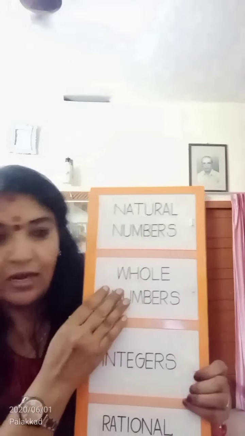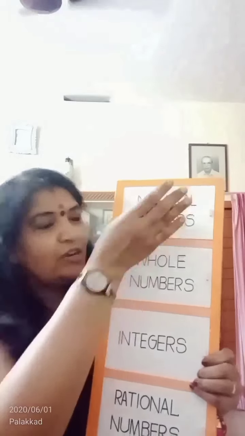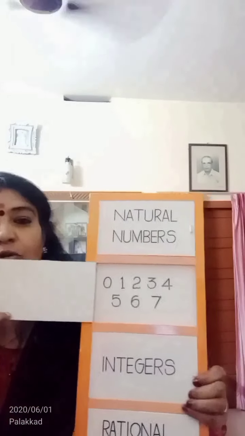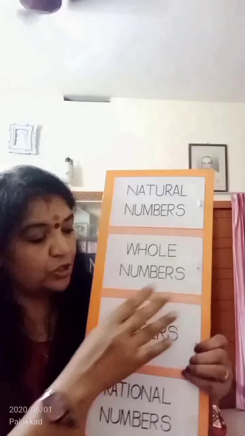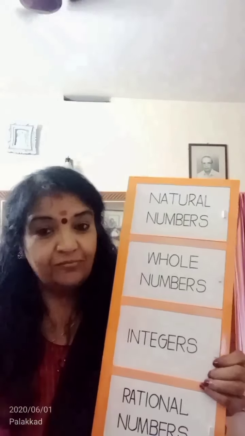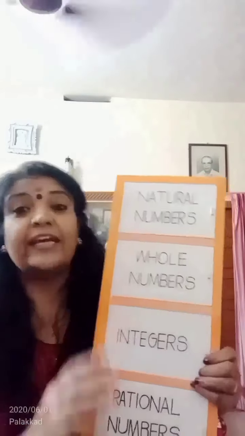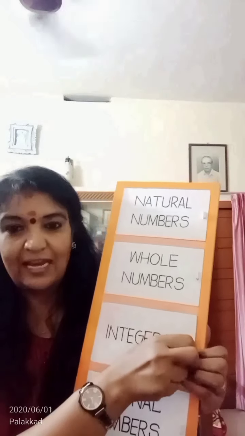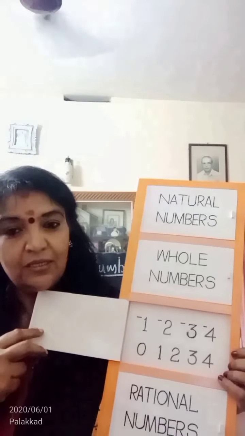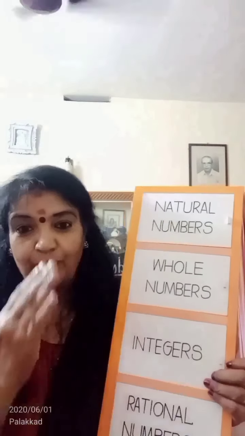Then the second one, whole numbers. Only one number is added in this group, 0, along with all natural numbers. The next, third rack is integers. Integers include natural numbers, whole numbers, then negative numbers. So this rack is a little bigger: all negative numbers, positive numbers, 0. That means integers include the other two racks' numbers also.